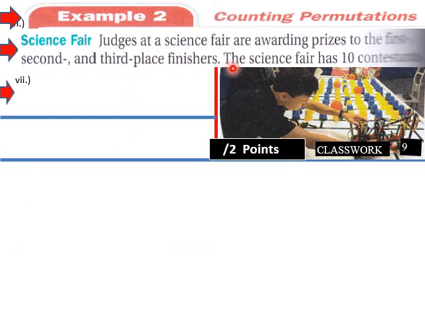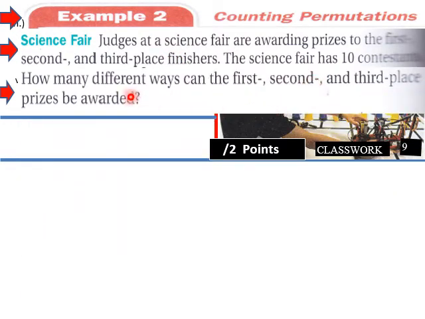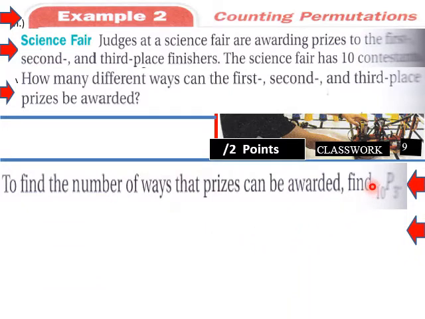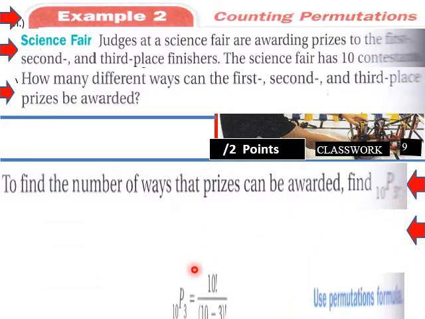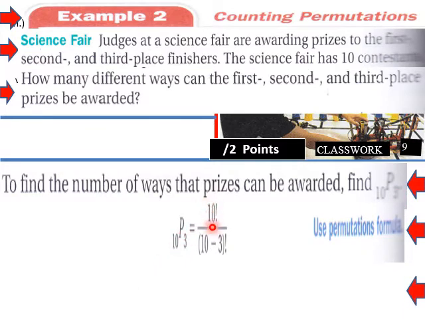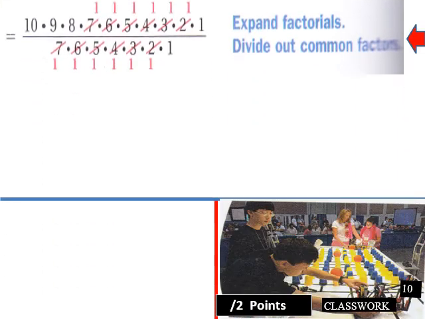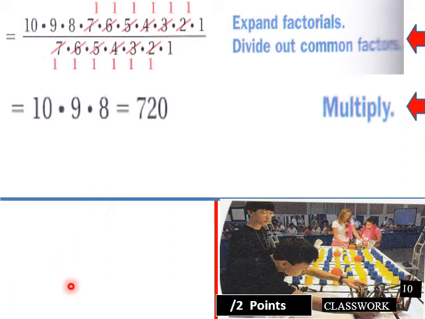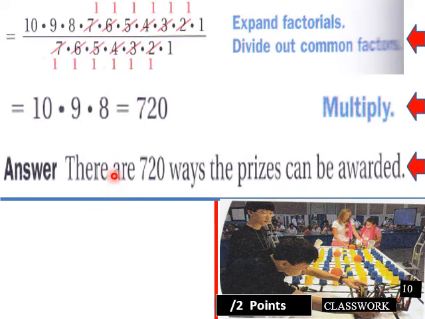Example 2: judges at a science fair are awarding prizes for first, second, and third place finishers. The science fair has 10 contestants. How many different ways can the first, second, and third prizes be awarded? The number of ways would be represented by 10P3. 10P3 is equal to 10 factorial over 10 minus 3 factorial, which is 10 factorial over 7 factorial. This would be the permutation here. What would that come out to be? You cancel all this out, because 10 minus 3 is 7 factorial. So all these cancel, and you're left with 720 different ways of awarding the prizes for the science fair.